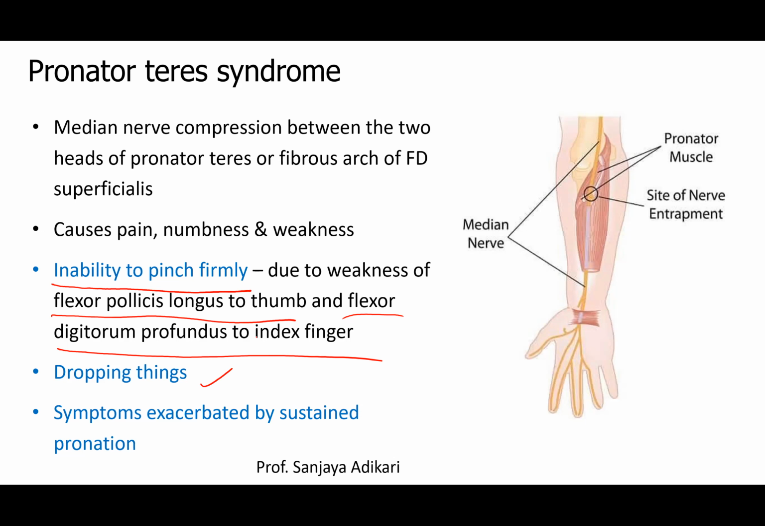Then the other thing is the symptoms are exacerbated if you do sustained pronation, because the compression becomes more when the muscle contracts here. And even though we call it pronator teres syndrome, actually it can happen just distal to the pronator teres at the fibrous arch of the flexor digitorum superficialis, because the flexor digitorum superficialis has an origin like this from both bones here, radius and ulna. So in that arch, it can get compressed again.